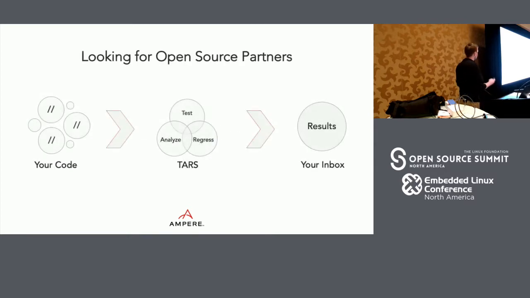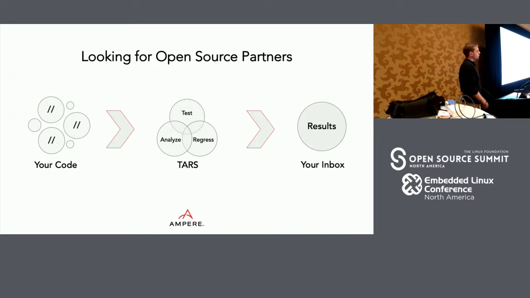As I mentioned before, we are looking for open source partners. If you're part of a code base or an open source development project and you're interested in how you're performing on Ampere and ARM hardware, then reach out to me. I've got cards, or I'll throw my email address up on the screen. Effectively, the way this works is an in-development code base can be integrated into the system where TARS will test, analyze, and regress it using the same techniques that I showed here, and will deliver results in whatever way makes sense for the project.